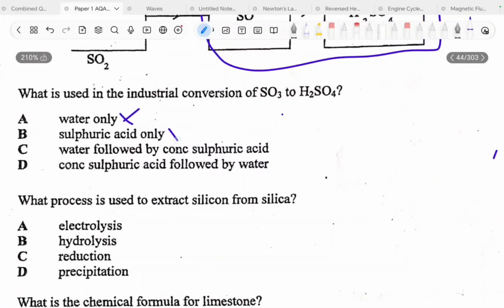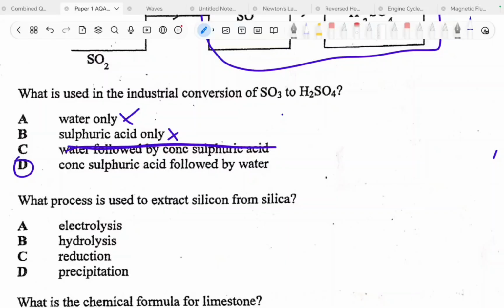It's too blank. Not sulfuric acid only. Water followed by concentrated sulfuric acid? No. The reason why we want to use concentrated sulfuric acid is we pour our SO3 into concentrated sulfuric acid to avoid the reaction being vigorous and producing a lot of steam. So putting water in, this defeats the purpose. So this cannot be the answer.